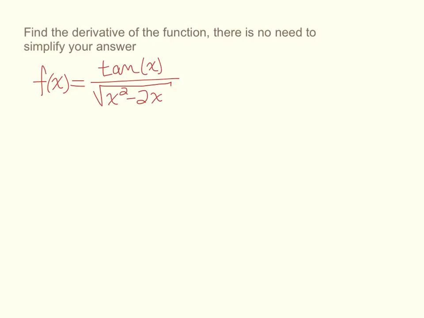We will need to use the quotient rule here, as we have a function in the numerator, tangent x, that is being divided by a different function in the denominator, the square root of x squared minus 2x.